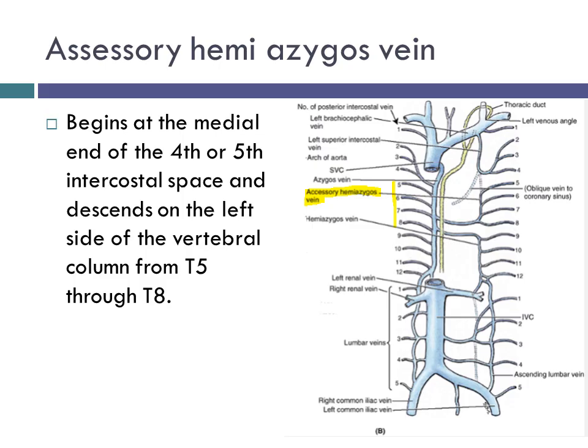The accessory hemiazygous vein, also known as the superior hemiazygous vein, begins at the medial end of the 4th or 5th intercostal space and descends on the left side of the vertebral column from the 5th to 8th thoracic vertebra. At the level of the 8th thoracic vertebra, it turns to the right, passes behind the aorta and the thoracic duct, and joins the azygous vein. It receives the 5th to 8th left posterior intercostal veins. Sometimes the accessory hemiazygous vein joins the hemiazygous vein and opens with it into the azygous vein.